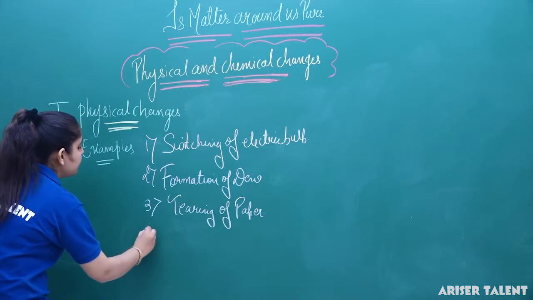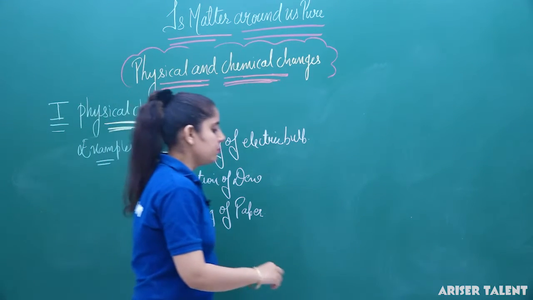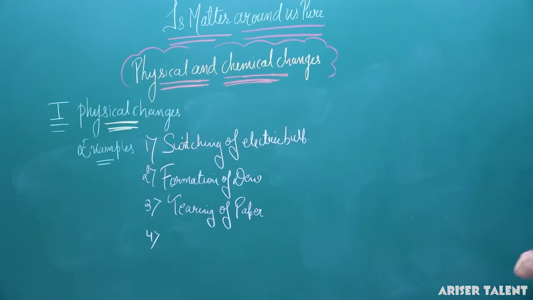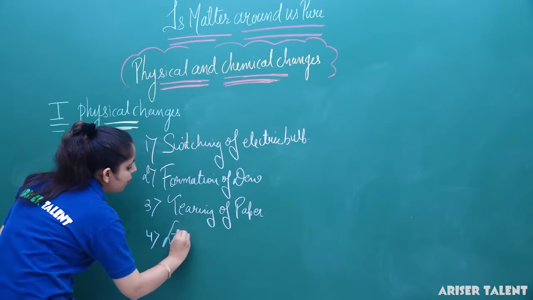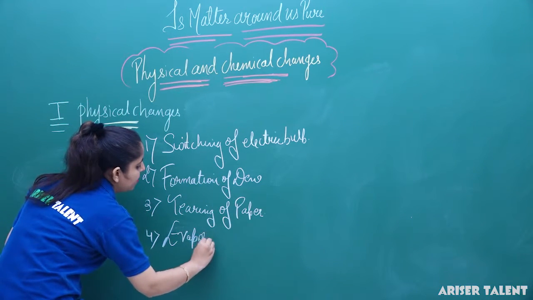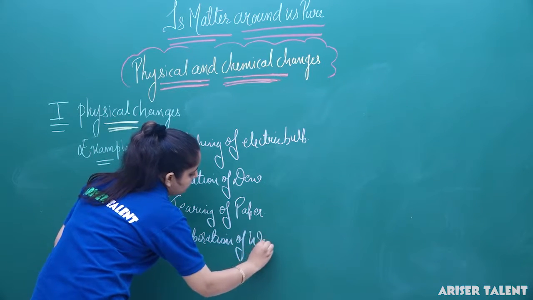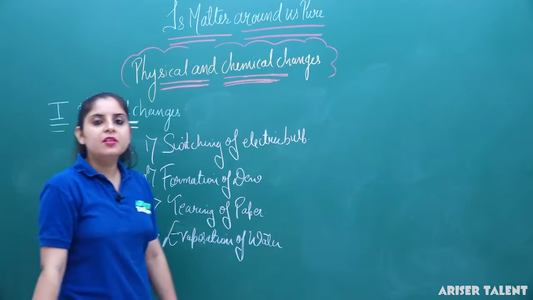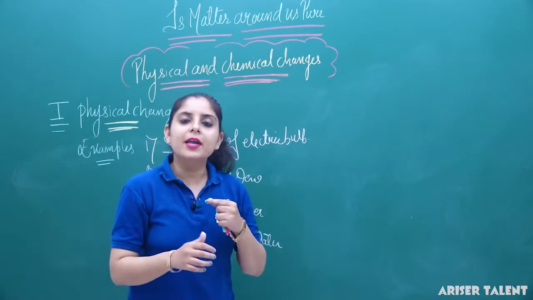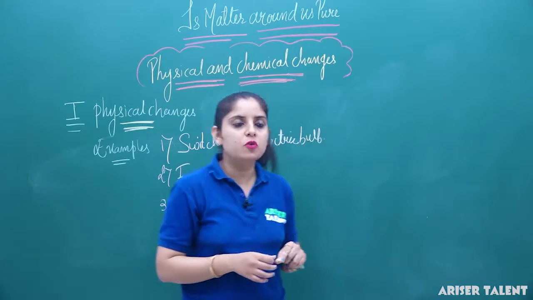The next one is evaporation of water. The evaporation of water is again a physical change. Because what will happen in case of evaporation, the water is going to form the steam. If you again cool that steam, you will get the water. It means only the physical appearance is going to change here.